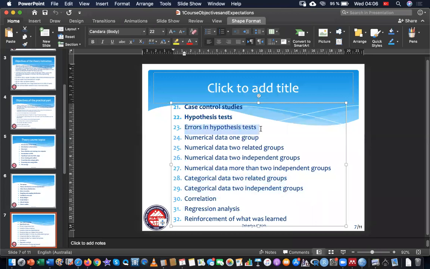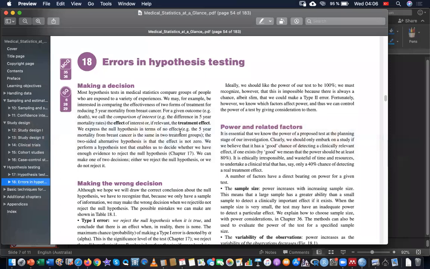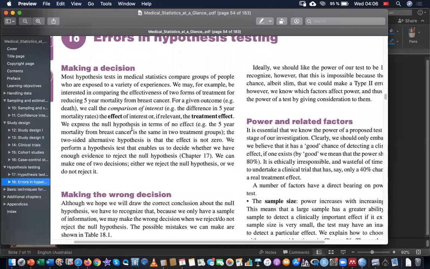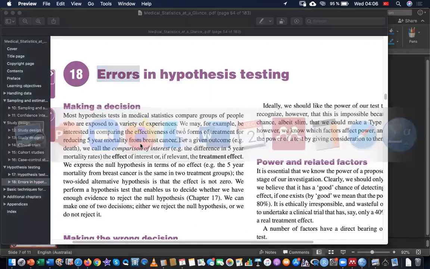So today I will start with the errors in hypothesis tests, and that's a really interesting topic, I think. I like it very much because it's also a bit about the philosophy of statistics. When we speak about errors, does it mean that there are really errors in statistics? There might be, of course. Let us go to PubMed.